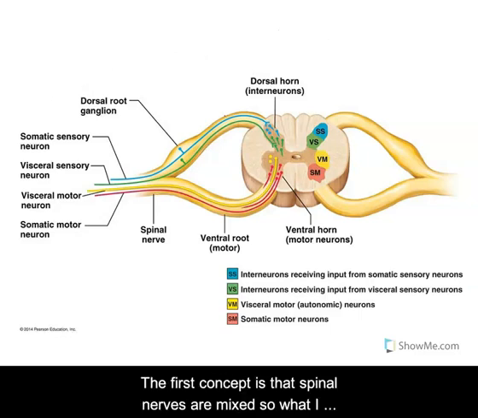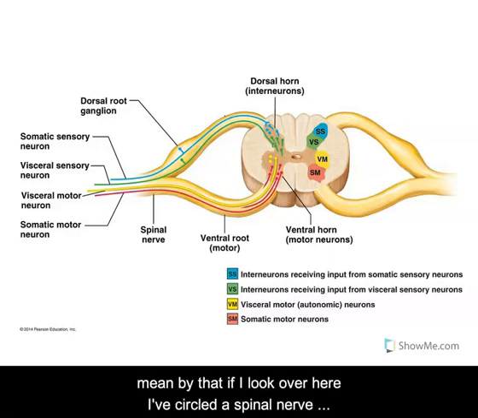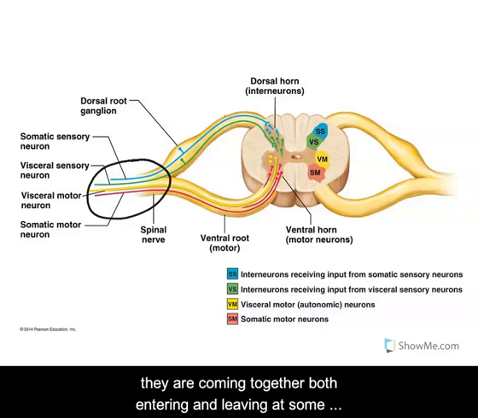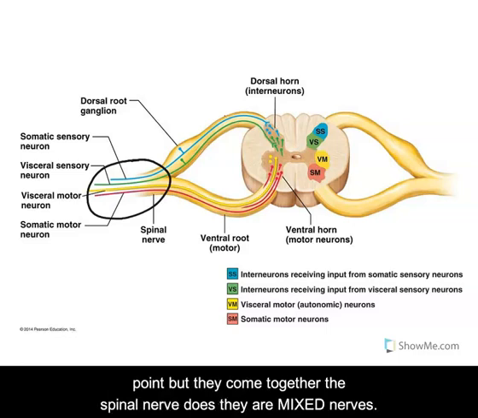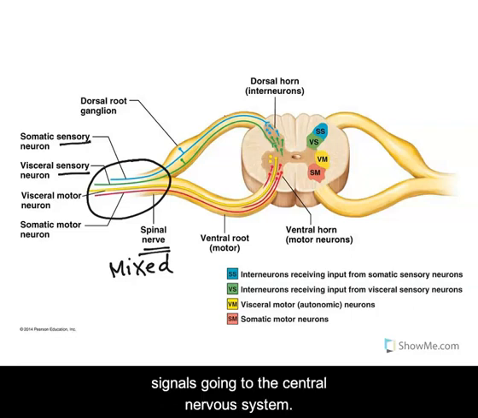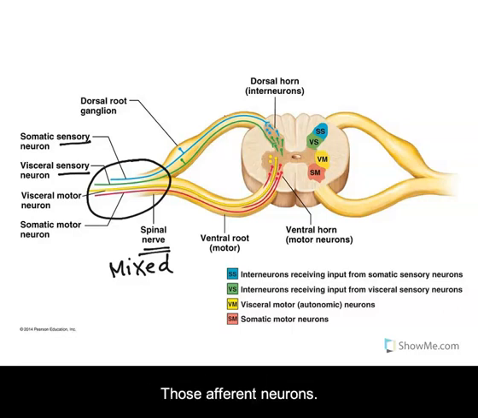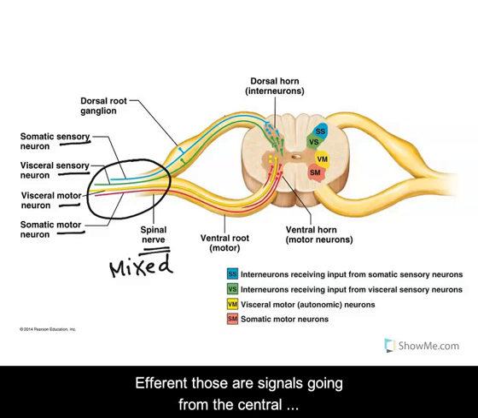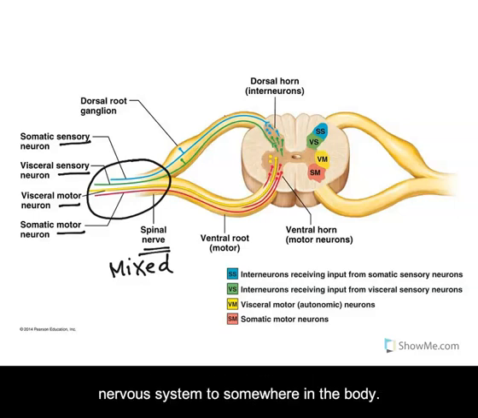The first concept is that spinal nerves are mixed. So what I mean by that, if I look over here, I've circled a spinal nerve. They're kind of coming together, both entering and leaving at some point, but the spinal nerve comes together. They are mixed nerves. What I mean by that is that I have sensory signals going to the central nervous system, those afferent neurons. I have motor neurons, or efferent. Those are signals going from the central nervous system to somewhere in the body.